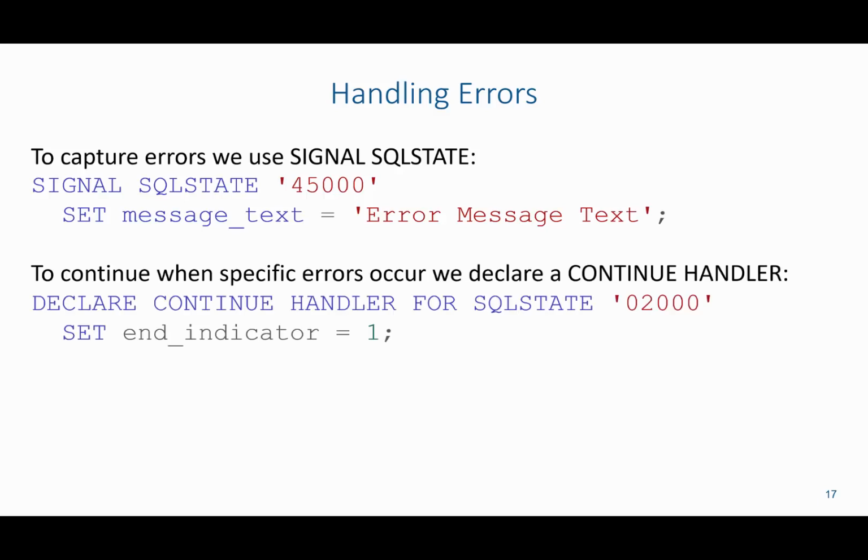If we want to continue, even if some errors do occur, we can declare a continue handler. So we can say declare continue handler for SQL state 2000. If error 2000 happens, we can set an end indicator equal to 1, and then we could check to see if the end indicator is set and then continue or do something else.